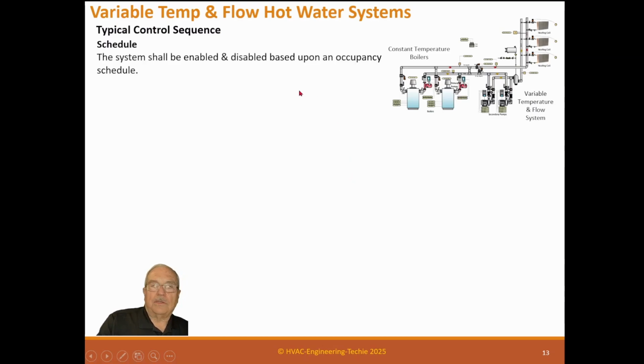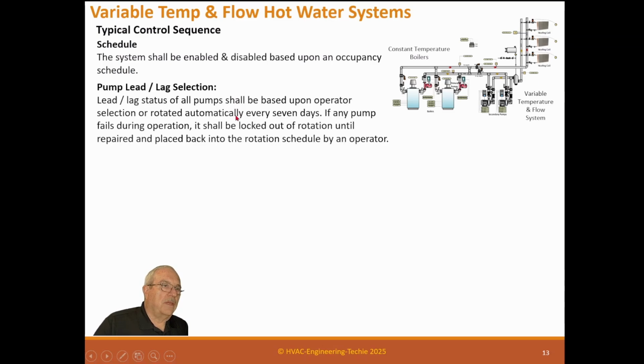Here's the control sequence. Schedule. The system shall be enabled and disabled based upon an occupancy schedule. Lead/lag of the pump set, of all pumps, shall be based upon operator selection and rotated automatically every 7 days. If any pump fails during operation, it shall be locked out of rotation until repaired and placed back into the rotation by an operator.